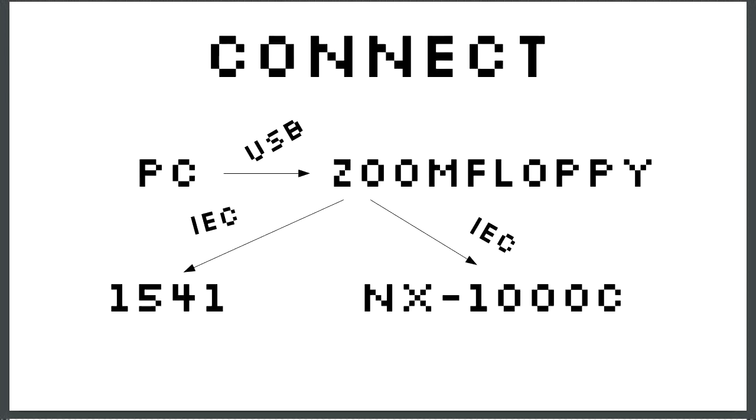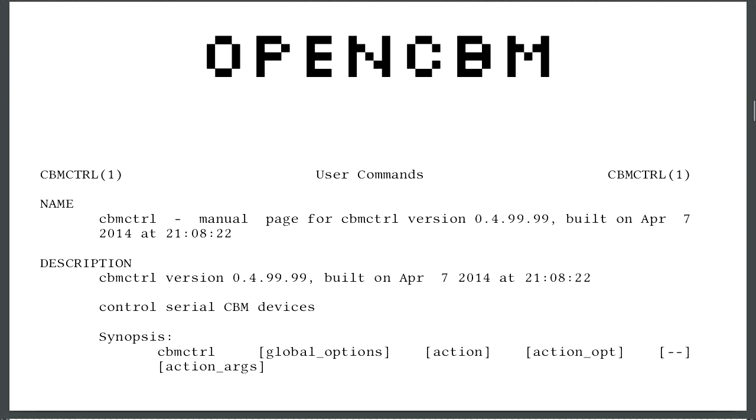So how this connects: you connect your PC or your laptop or your Raspberry Pi to the Zoom Floppy, and then it can talk to the disk drive using this serial bus that the Commodore supported. That included the printer interface as well. So on Linux, to talk to these devices, there is a special suite called OpenCBM, or Open Commodore Business Machines, and this is the man page for one of the control programs to interact with these devices. This allows you to open the device and read and write from it, lock the device from other devices and such. It's very much a command line thing.